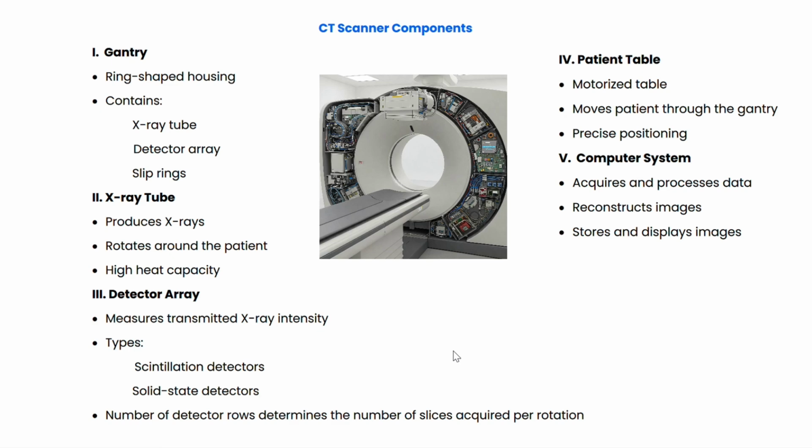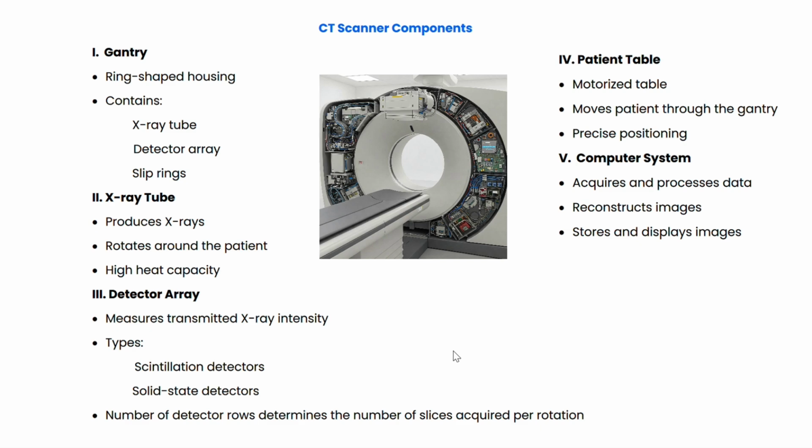Let's look at the components of a CT scanner. The gantry is the large ring-shaped structure. It houses the X-ray tube and detector array. It also contains slip rings, which allow continuous rotation of the X-ray tube. The X-ray tube produces the X-rays. It rotates rapidly around the patient during the scan and must be able to handle a lot of heat.